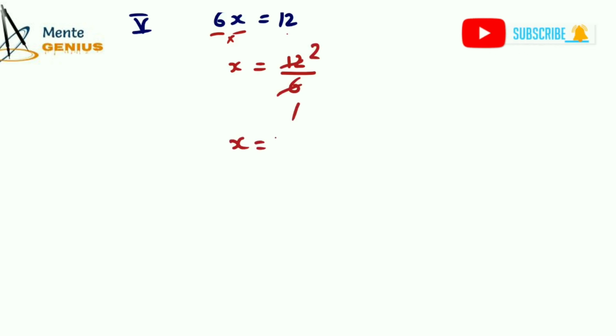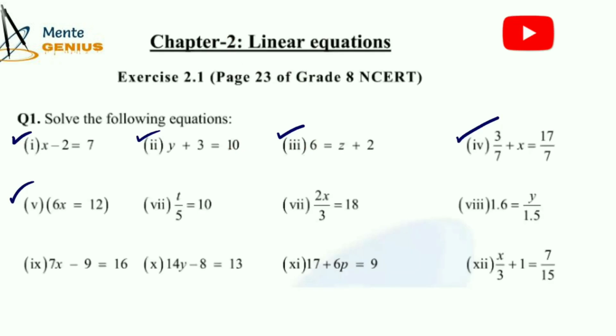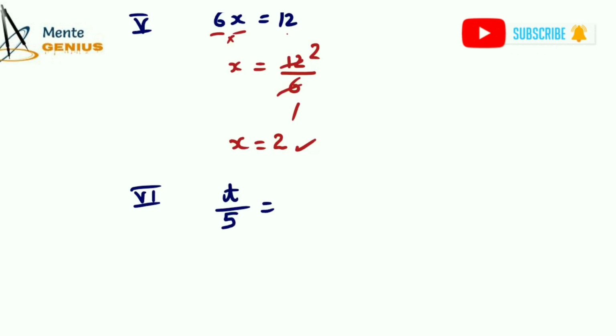Again we are having x is equal to 2. This is so simple. Now question number 6 we are going to discuss. t by 5 is equal to 10.